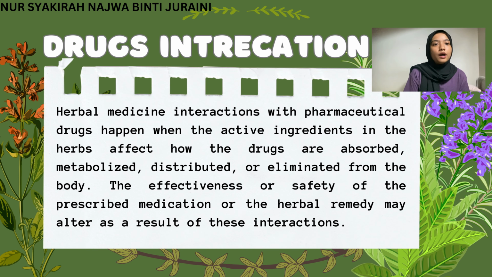Next, we will talk about issues of medicinal herbs. First, drug interaction. Herbal medicine interactions with pharmaceutical drugs happen when the active ingredients in the herbs affect how the drugs are absorbed, metabolized, distributed, or eliminated from the body. The effectiveness or safety of the prescribed medication or the herbal remedy may alter as a result of this interaction.